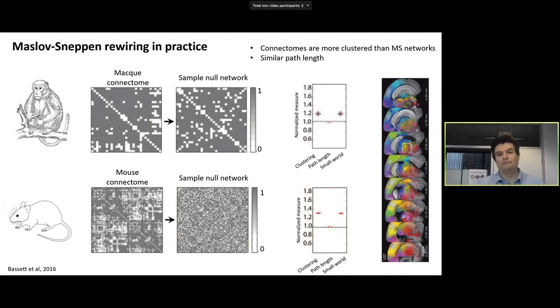in a random network. In contrast, the path length is exactly 1. The normalized path length is 1. So it's saying that the path length is what we'd expect in a random network. And small worldness is greater than 1. So these are small world networks, which is a well-established fact.